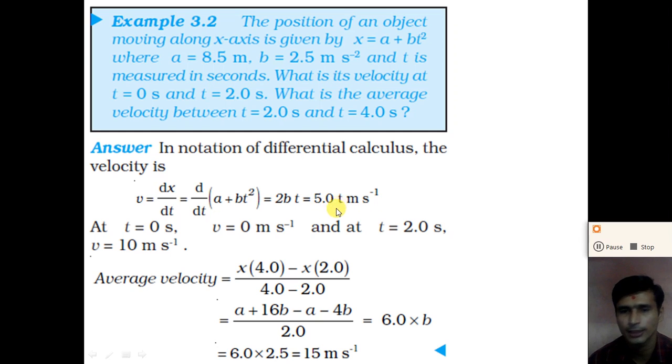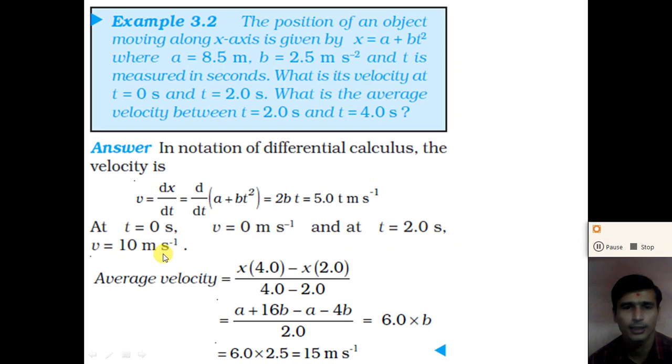So the instantaneous velocity at t equal to 0 we can get by putting t equal to 0 in v equal to 5t. We get the velocity at time t equal to 0 is 0 meter per second. And the instantaneous velocity at t equal to 2 seconds: if you put t equal to 2 seconds in v equal to 5t, we get 5 into 2, so the velocity at t equal to 2 seconds is 10 meter per second.